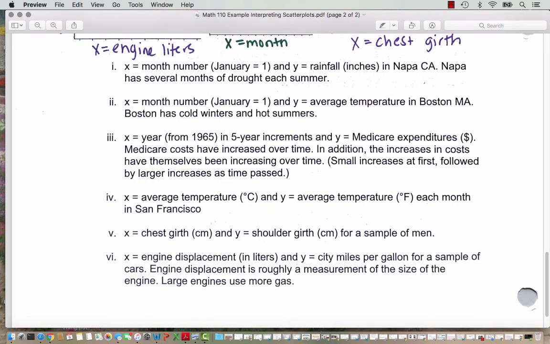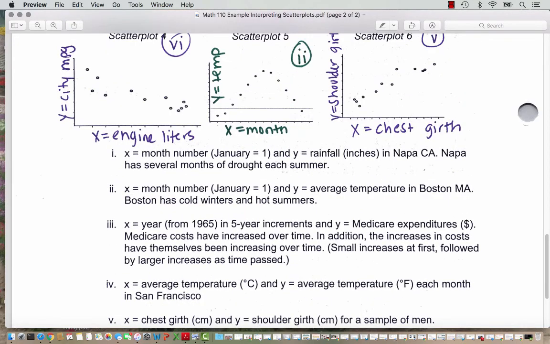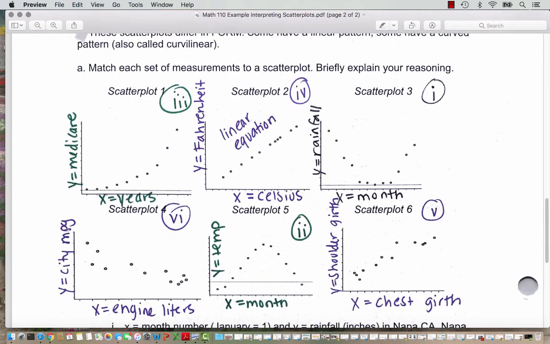Okay, scenario 4. X is the average temperature in degrees Celsius, and y is the average temperature in degrees Fahrenheit each month in San Francisco. So Celsius to Fahrenheit should be a steady rate because we use a formula to convert. And so Scatterplot 2 is a match for that. We're using a linear formula. We multiply by the scaling factor and then add or subtract a constant when we're converting temperatures.